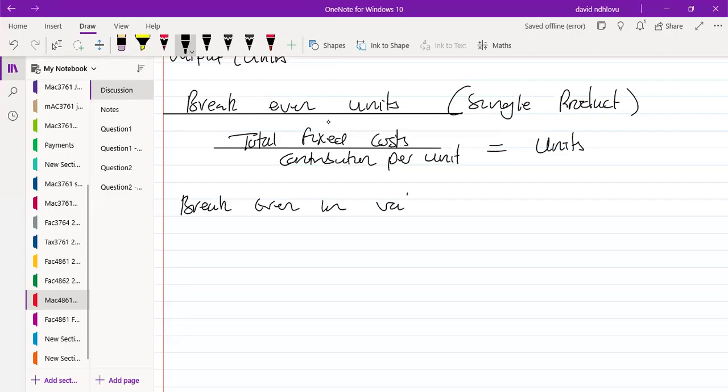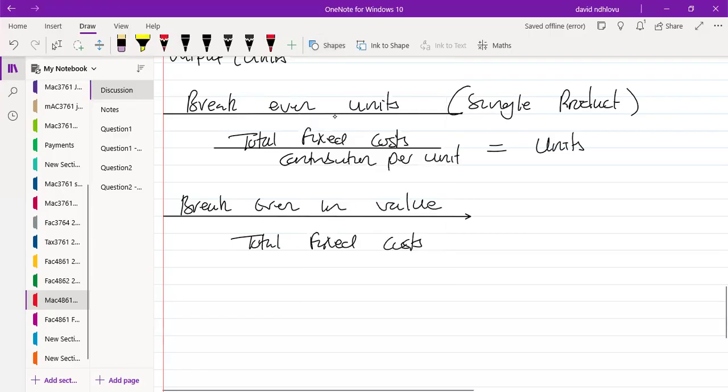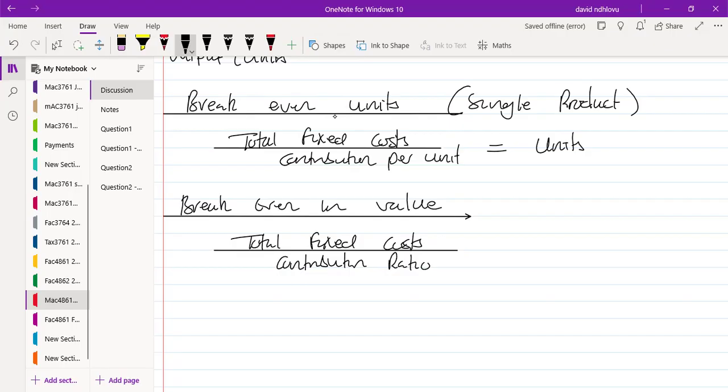Sometimes a question may require break-even in value. So when we say break-even in value, we're saying how much should you sell in rand value for you to break even. Break-even units is how many units you must sell to break even. The formula is similar, it's still your total fixed costs for a period, this time divided by the contribution ratio.